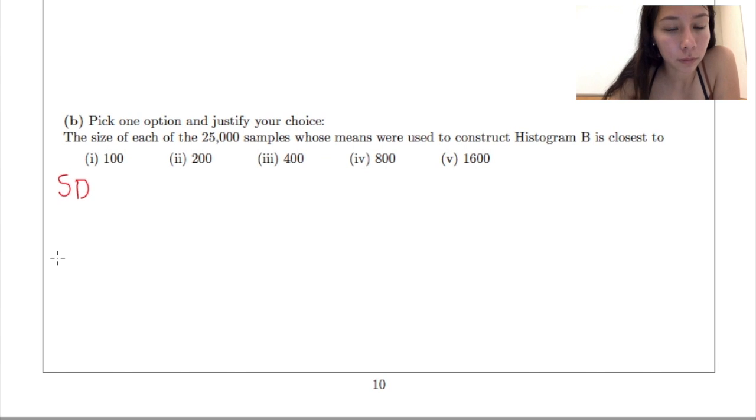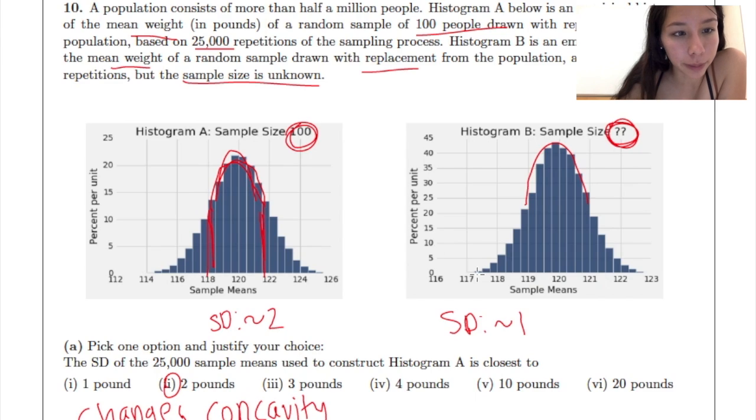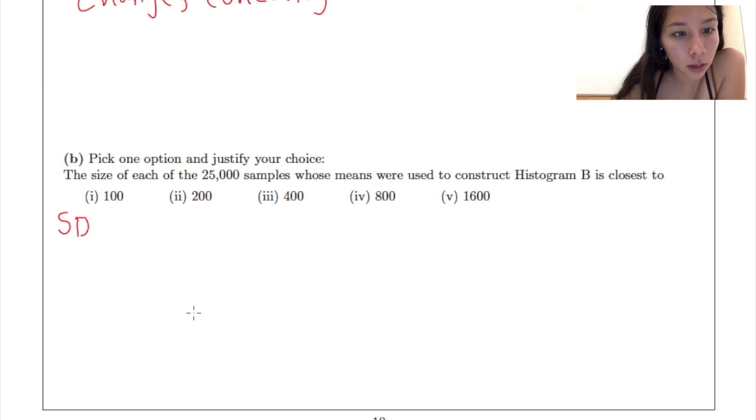Okay, so the SD of the sample mean is equal to the population SD over the square root of the sample size.